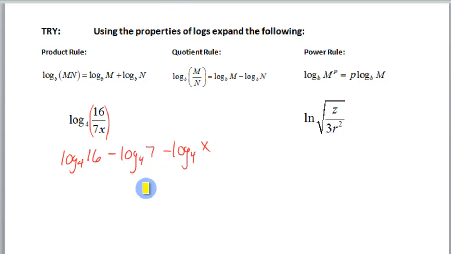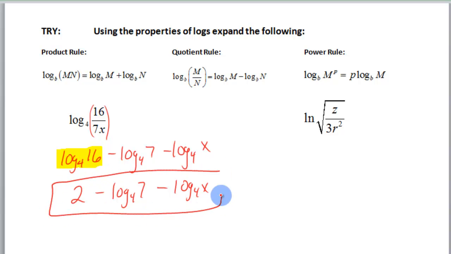Well, we know this over here, right? So we're not done here. We should change this. So this asks the question, 4 raised to what power is 16? That's what this says, right? So this is actually 2. 4 squared is 16, right? So this is 2 minus log base 4 of 7 minus log base 4 of x. So this is the answer you should have for that one. A little tricky there.